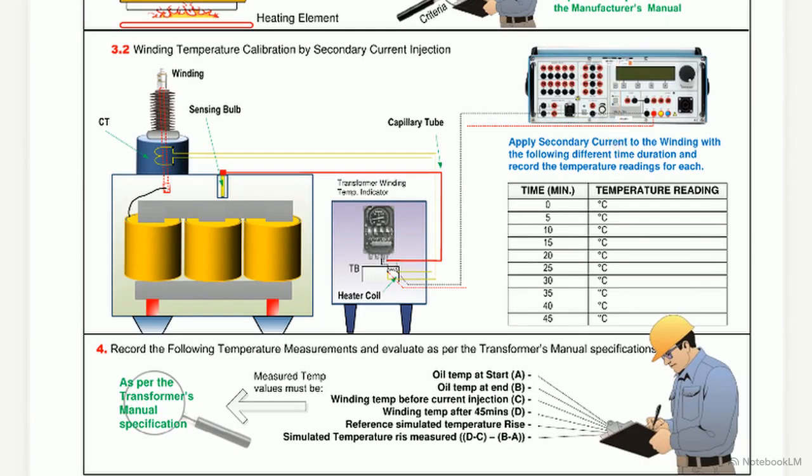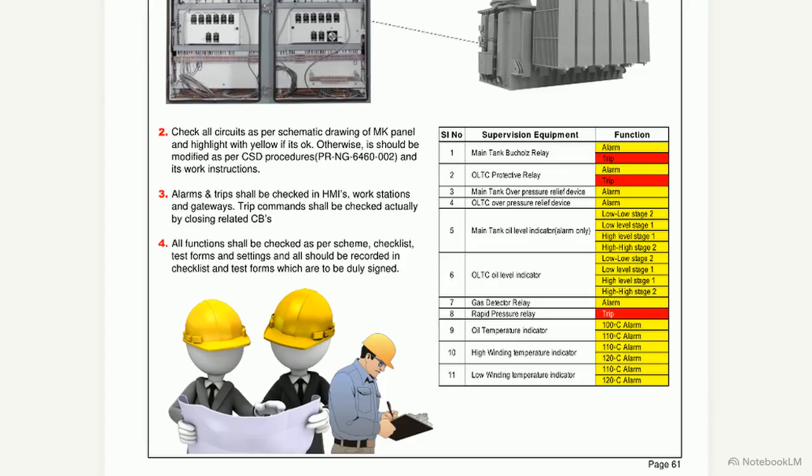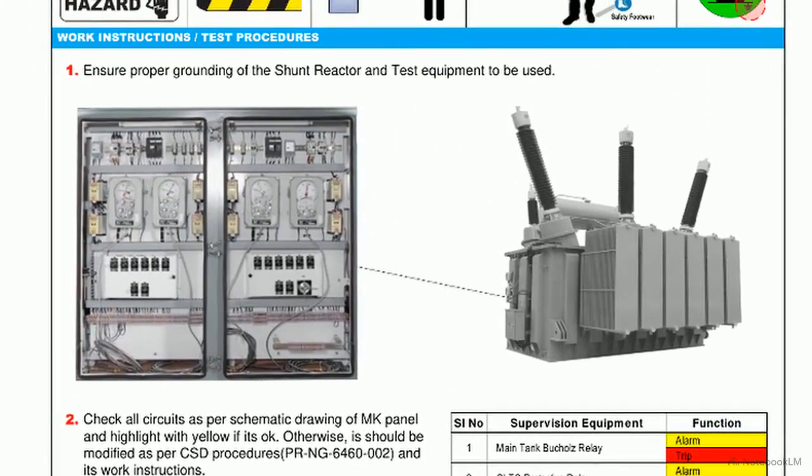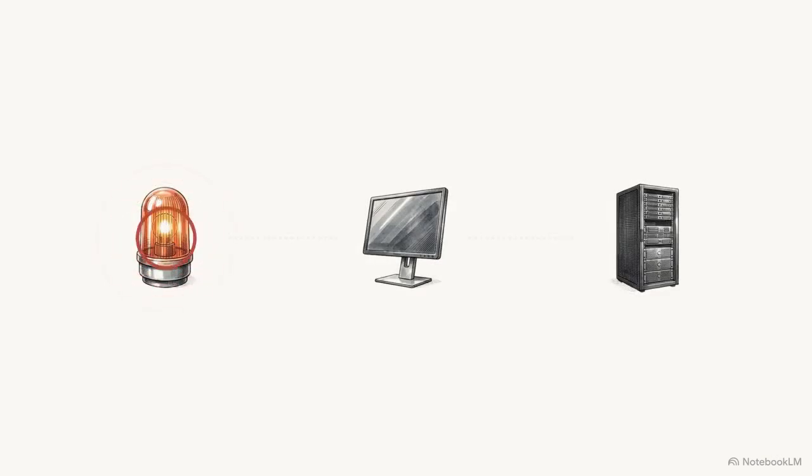Test 8 is the supervision functional check. This table lists protective devices like the Buchholz relay, pressure relief devices, and gas detectors. Each device must be forced physically to verify the signal reaches the marshalling kiosk. The validation chain must be absolute. An alarm triggers locally, enunciates on the HMI workstation, and successfully transmits via the network gateway.